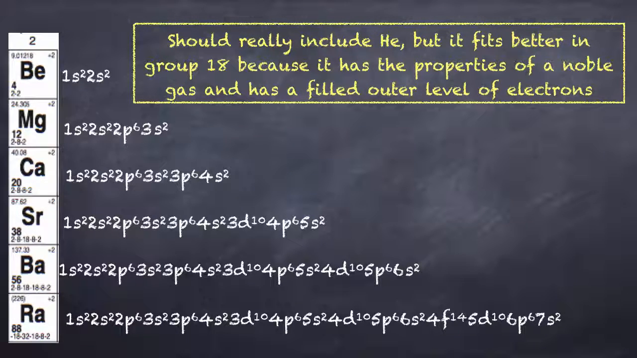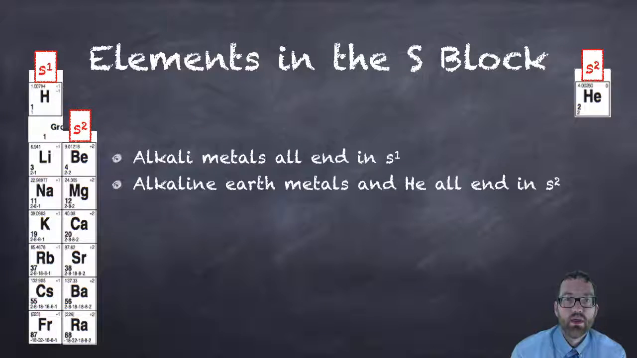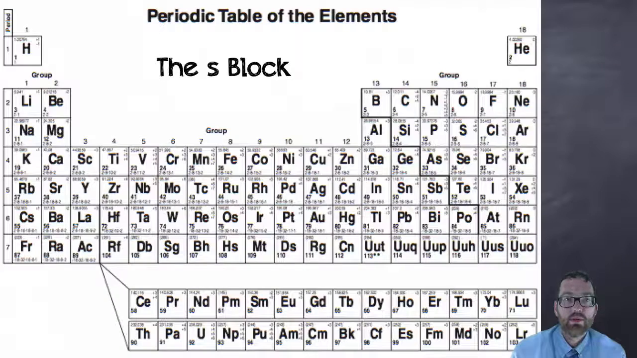This should really include helium, but it fits better in group 18 because it has the properties of noble gases and it has a filled outer level of electrons. But it would end in s2, so it is also in the same category of elements here. So groups 1, 2, and also helium are what we call the s block. The alkali metals all end in s1, and the alkaline earth metals all end in s2. So this area of the periodic table we are now going to call the s block.